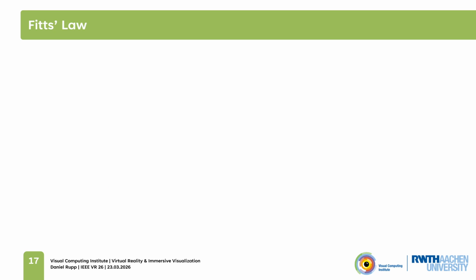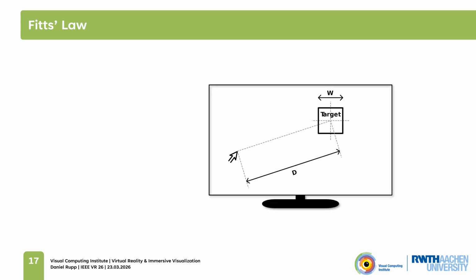If you are unfamiliar with Fitts law, it is commonly used for 2D pointing tasks, like a mouse cursor selecting a button on a 2D user interface. The central aspect is a value called index of difficulty, which encapsulates the selection difficulty of a task based on the distance of the selection device to the target and the width of the target.